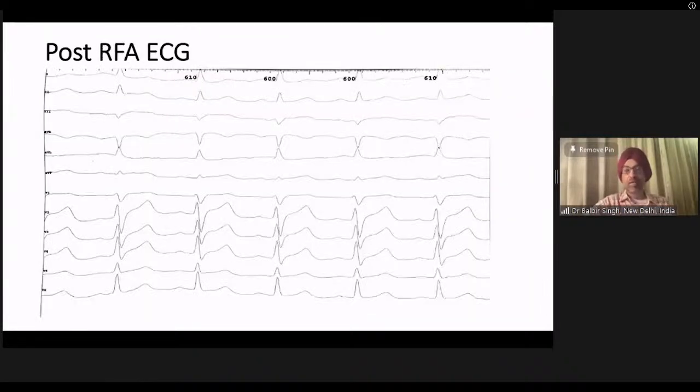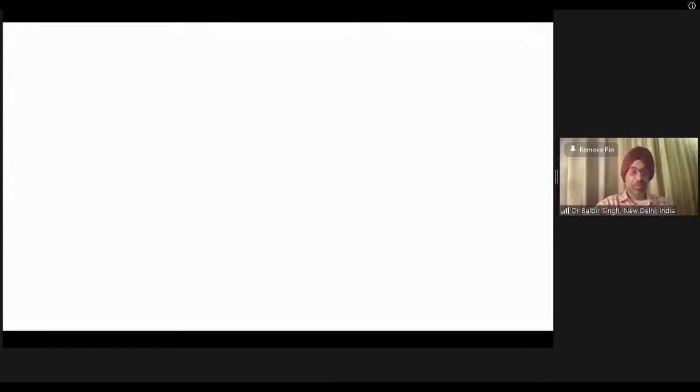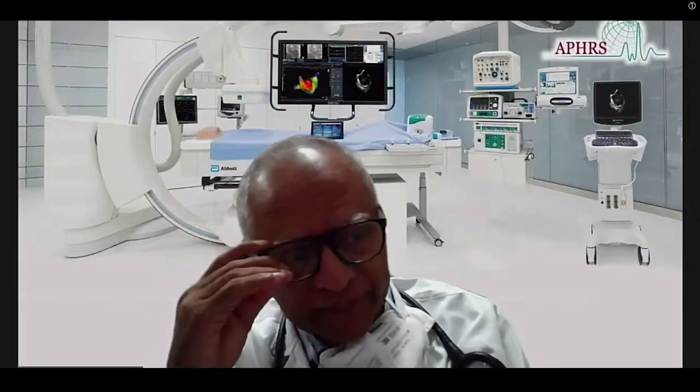So this is the post-ablation ECG, and the patient is asymptomatic and without any problems. Over to you, Narasimhan, for this case. Very nice case again. As you saw, that patient presented with a regular broad QRS tachycardia and then a pre-excited atrial fibrillation. This makes it difficult to map in the lab.